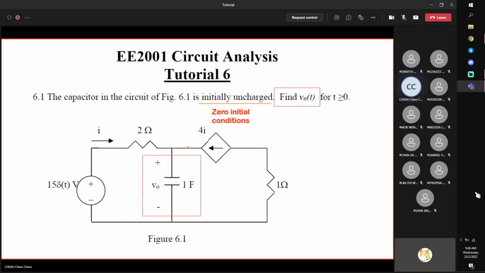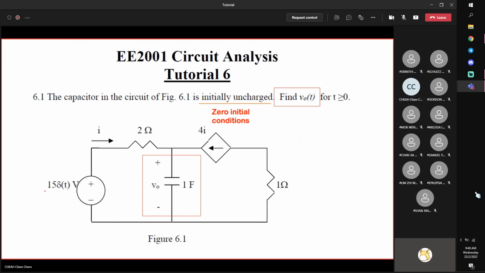Okay, let us now start solving the first problem of this tutorial. Take note that it is stated that the capacitor is initially uncharged, meaning what? Zero initial condition, right? We're going to find what happened after that. Starting from 0 volts, initially uncharged, find the voltage.